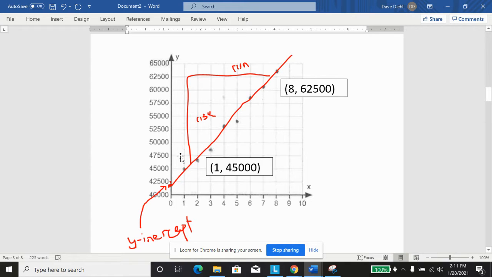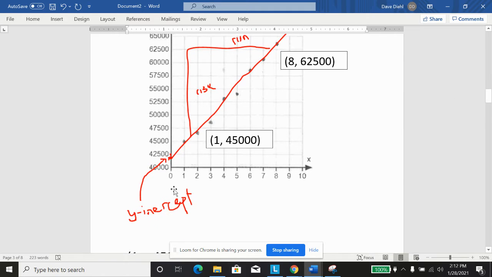So the first thing they did is they wanted the slope. How much does it rise and run? Slope is rise over run. So they found 2 points on the line, not necessarily data points, but 2 points on the line they drew. So the first point was down here. After about 1 year, he was earning about $45,000. After 8 years, $62,500 about.